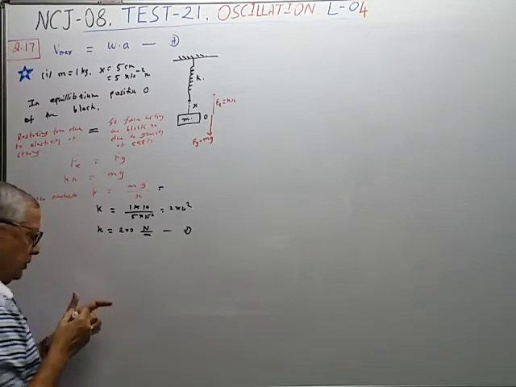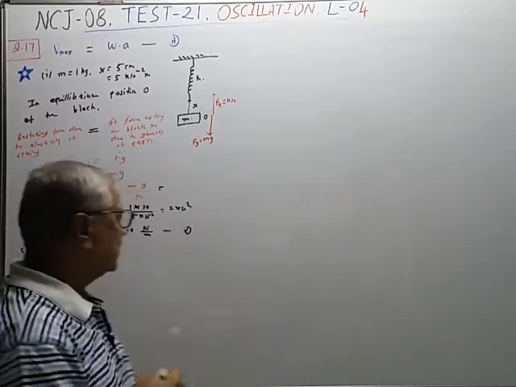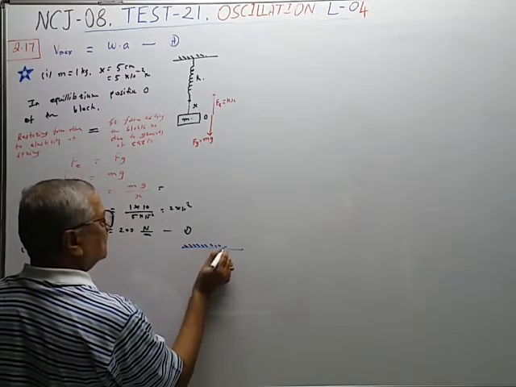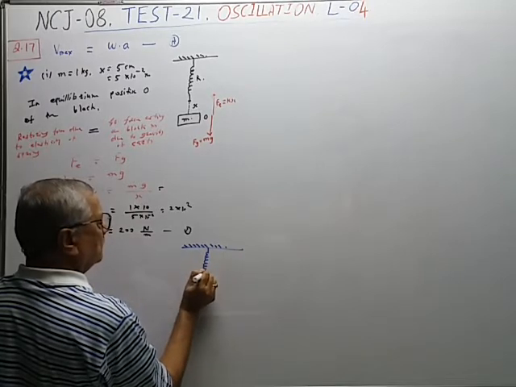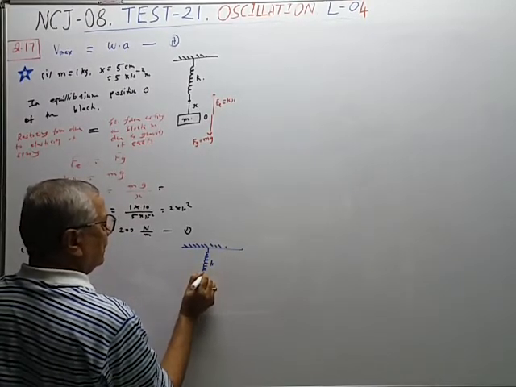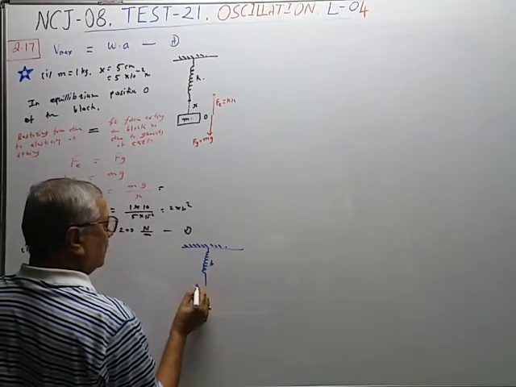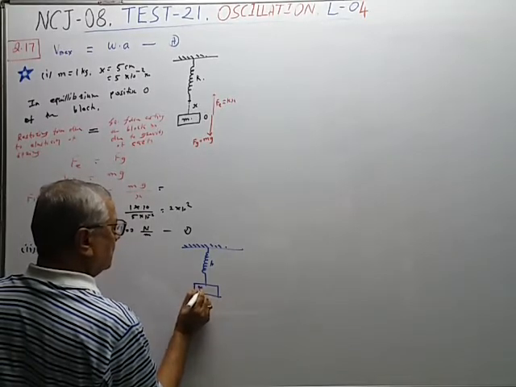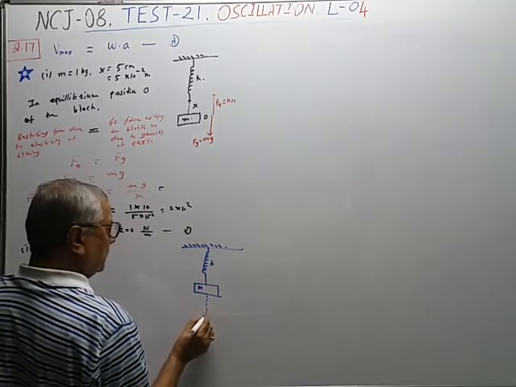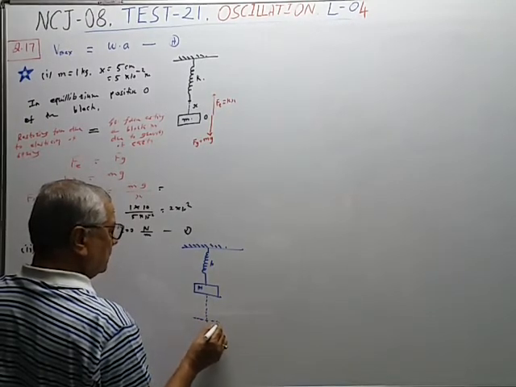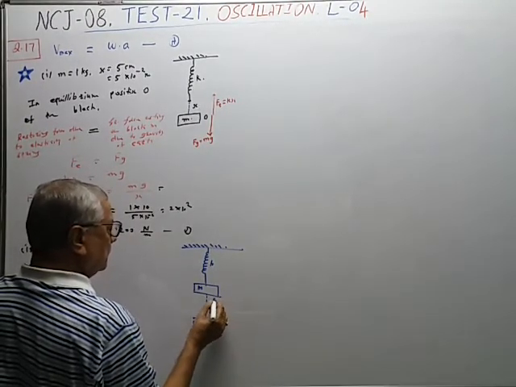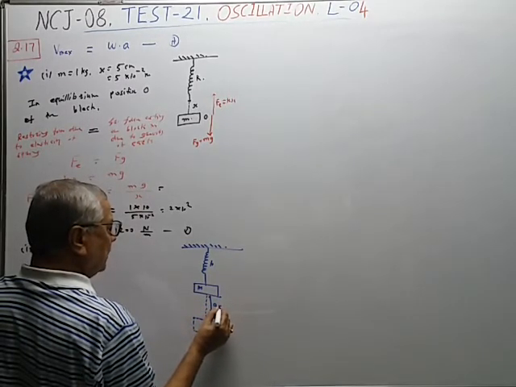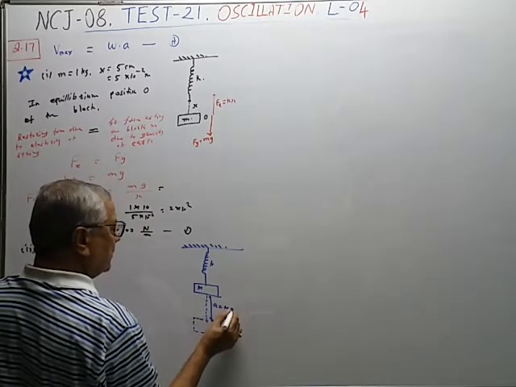Second part. Now the same spring with constant K is used, and here the block of 2 kg is suspended and it is pulled down through 10 centimeter. So this distance is called the amplitude. A is equal to 10 centimeter.